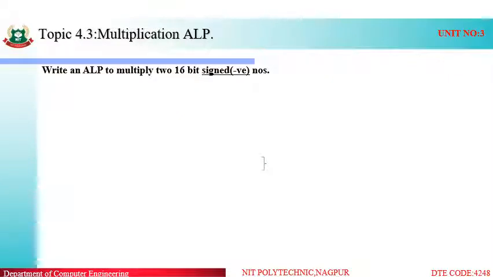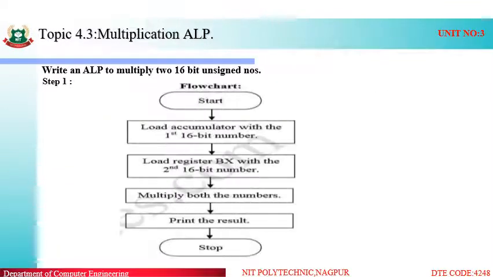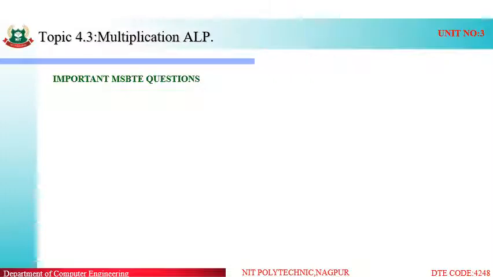Next, the same program we have taken but for negative numbers. So it will be the same except for the imul instruction. Instead of mul BX, we will have to use the instruction imul.